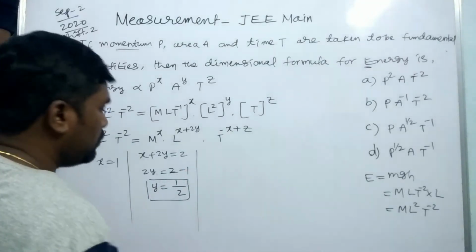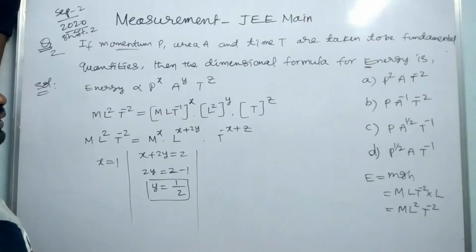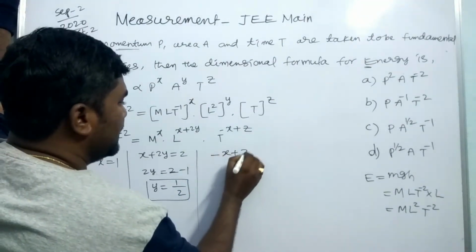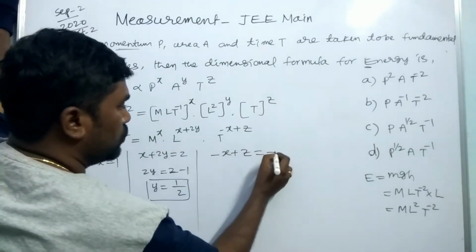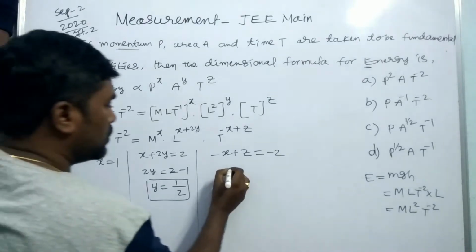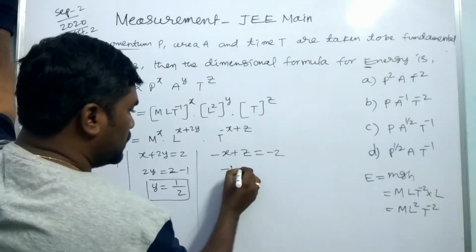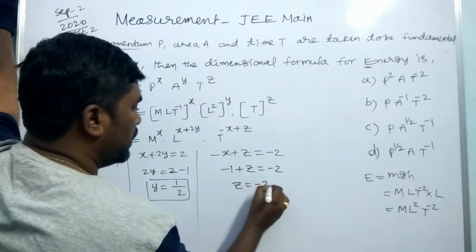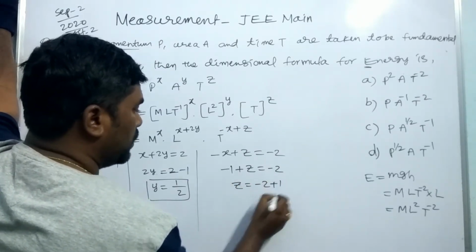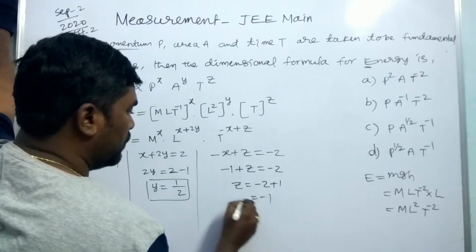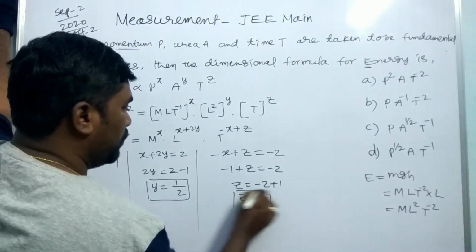Okay, and similarly, minus x plus z is equal to minus 2. Minus x is equal to minus 1, plus z is equal to minus 2. Z is equal to minus 2 plus 1, it is equal to minus 1. So this is the Z value.